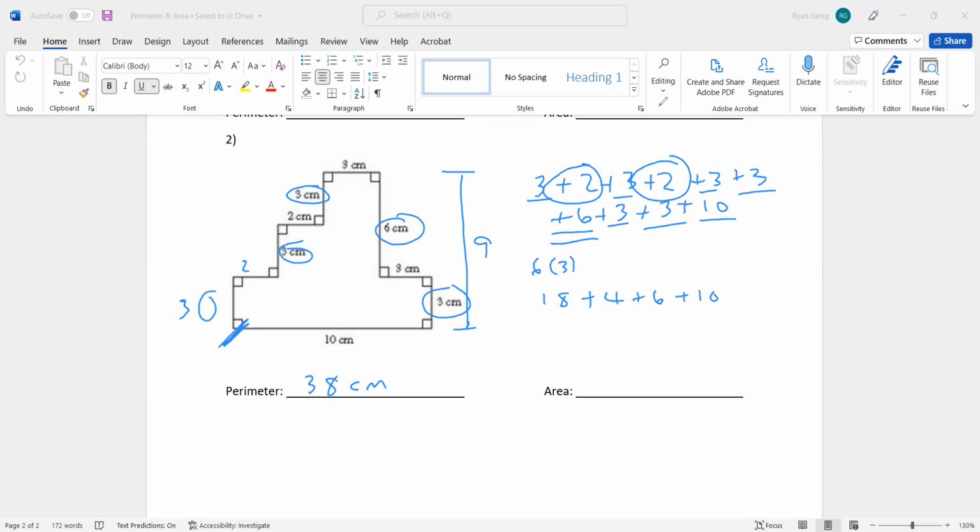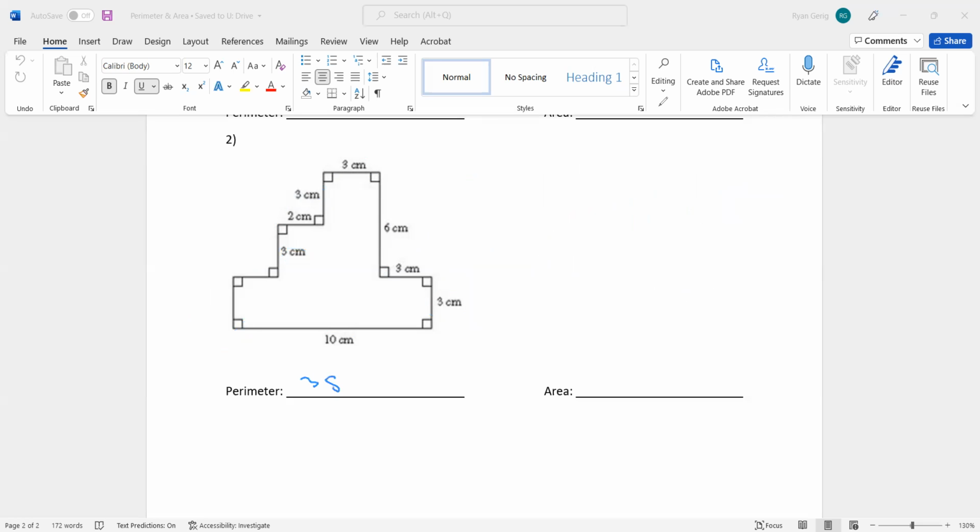The area, I'm going to clear this because it's kind of messy. The area, I would say you'd want to split this however you want, as long as you can find the areas. I'm going to go here and here. Okay, so the top box is pretty easy. 3 times 3, that's 9.